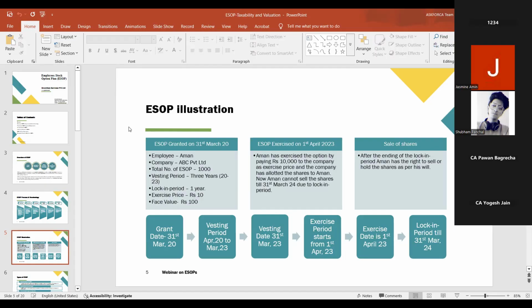The employee has to pay the exercise price. In many companies it is a nominal amount. It depends on the company's terms and conditions. The employee has to pay that amount because it's 10 rupees and employees are getting shares of 5,000 or 10,000 rupees value. This nominal amount he has to pay. Employee taxability we will discuss later.